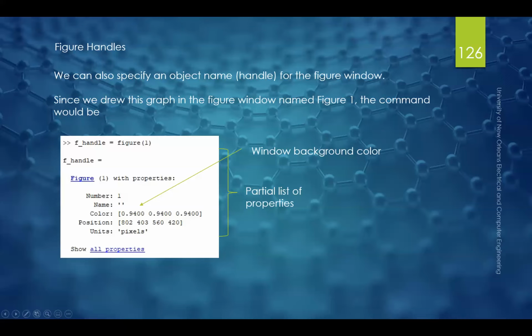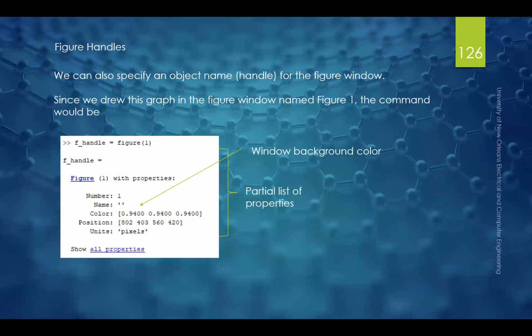Okay. So we can also specify an object name or handle for the figure window. Since we drew the graph in the figure window named figure 1, we will use this command, f handle equals figure, and we assign that figure to this f handle name here. Right? So now the figure that we created in the previous example can be accessed by calling this f handle name.